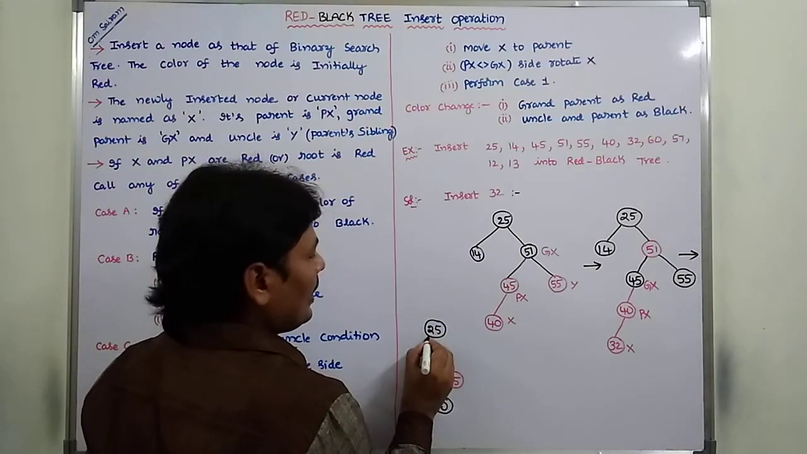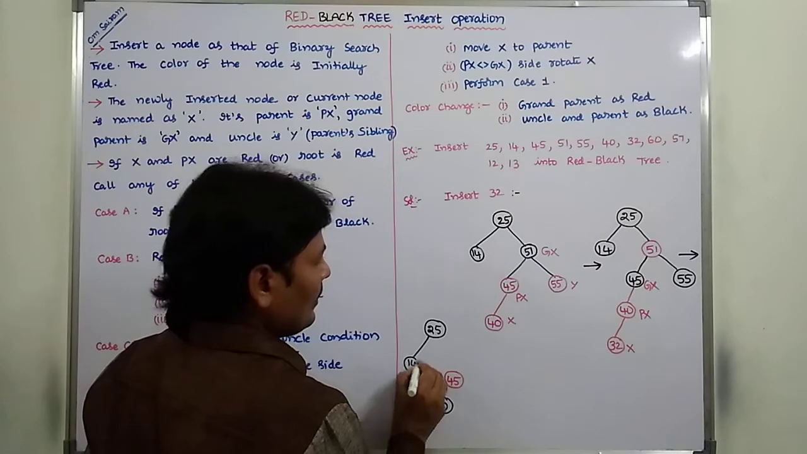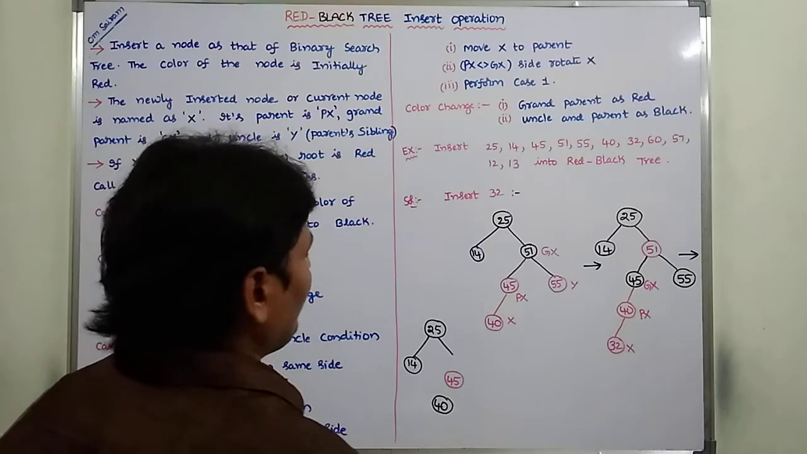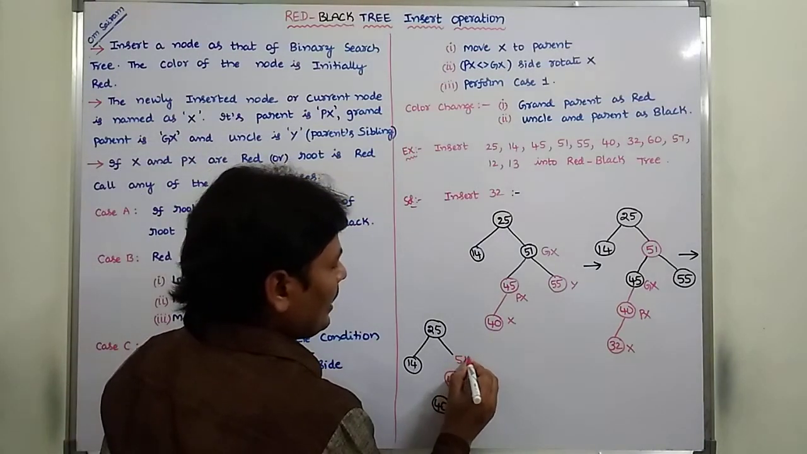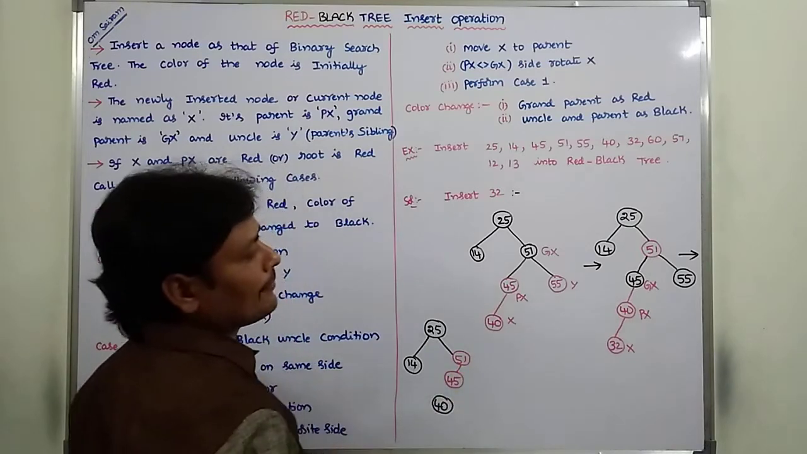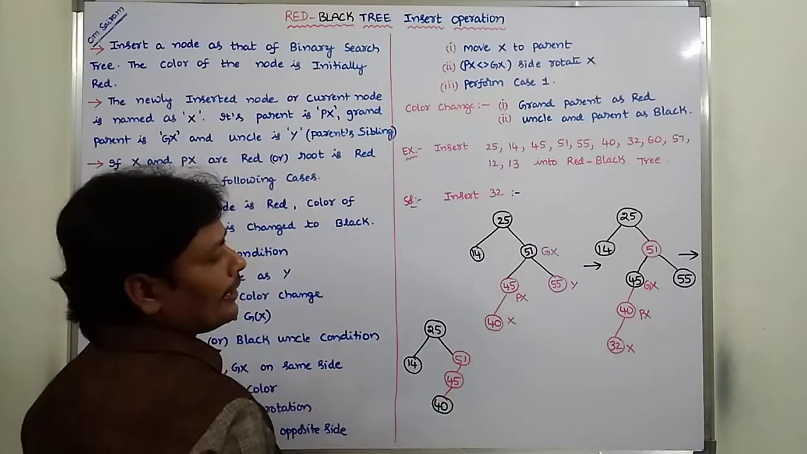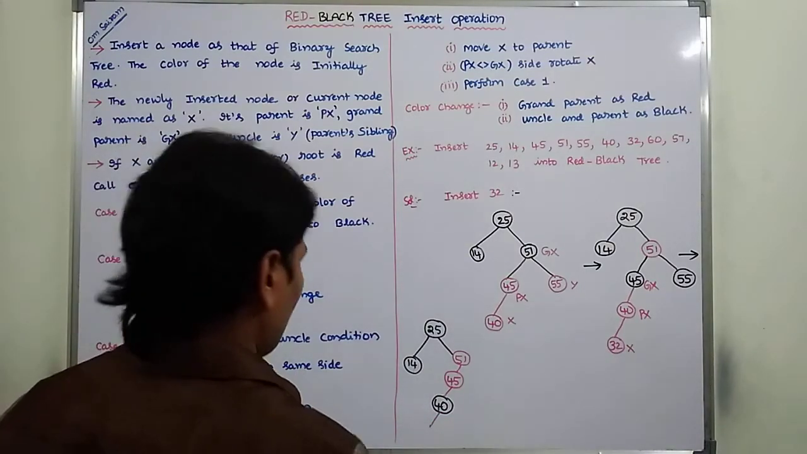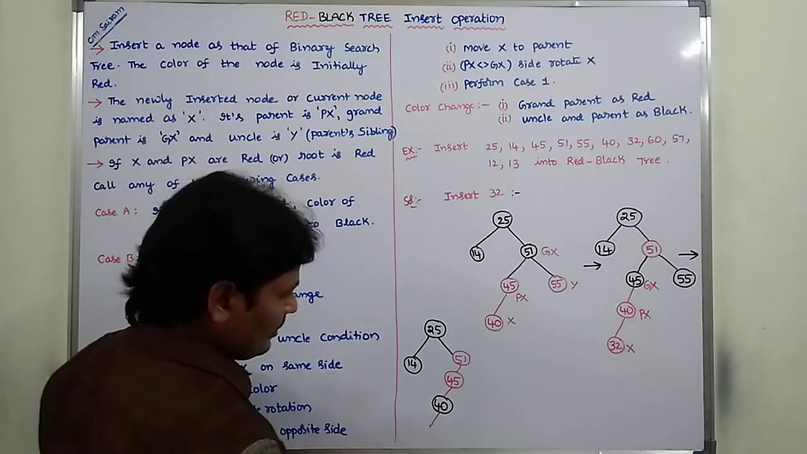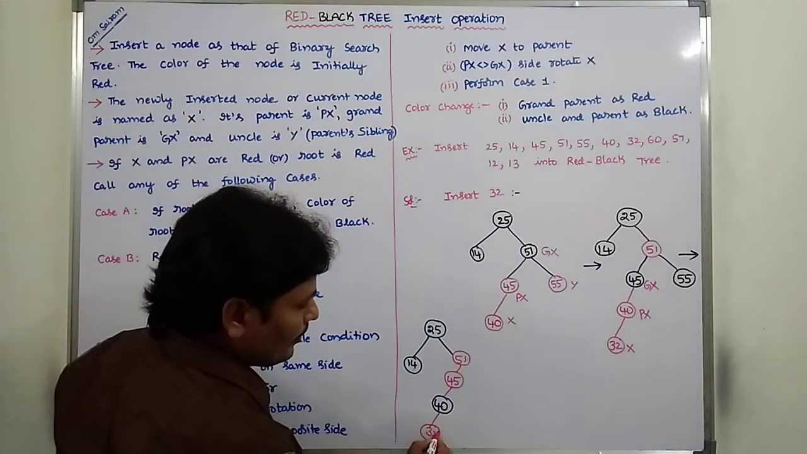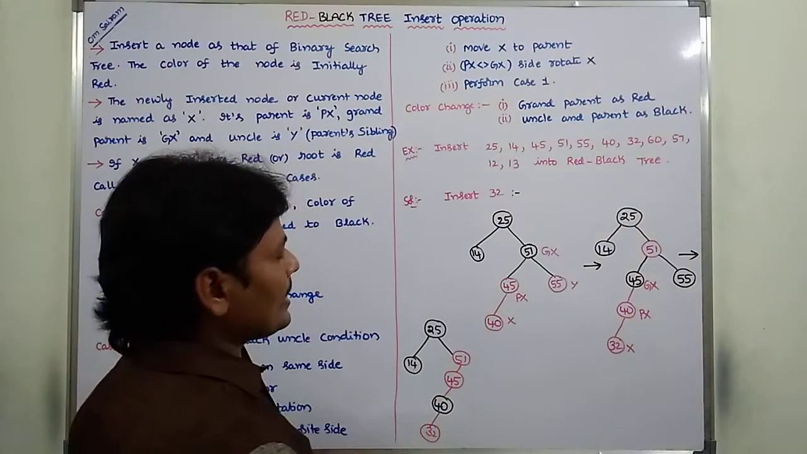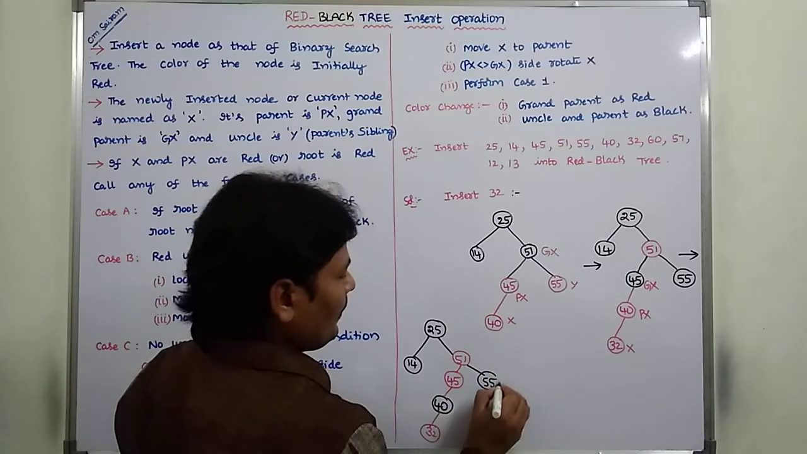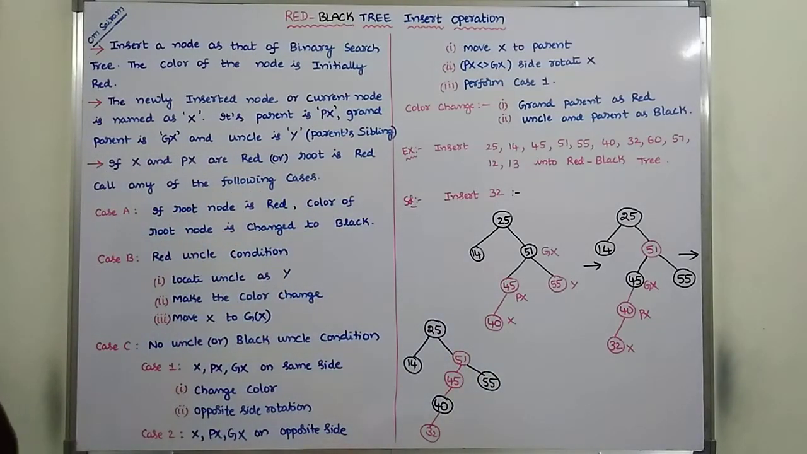So this is 25 and this is 14. Okay, so this is 51. 51's left hand side is 45, 45's left hand side is 40, and 40's left hand side is 32. And 51's right hand side is 55. Okay, now is this a red black tree or not?